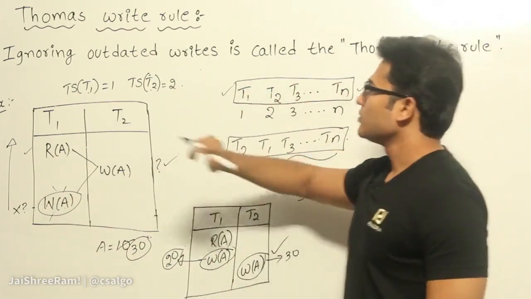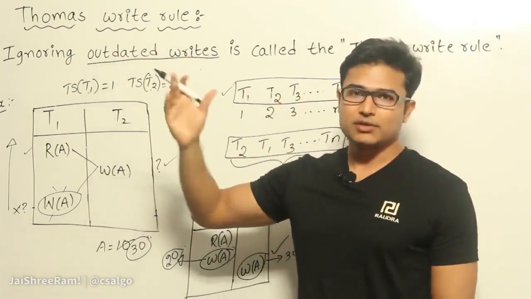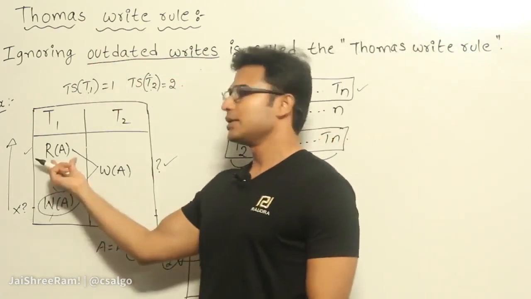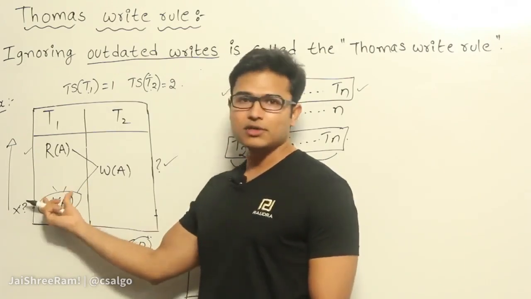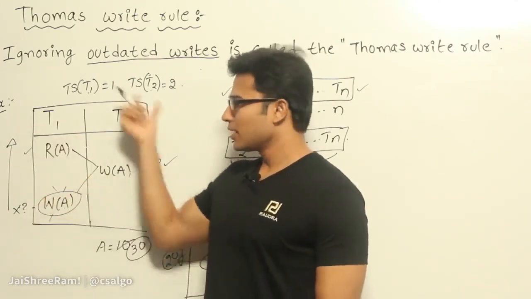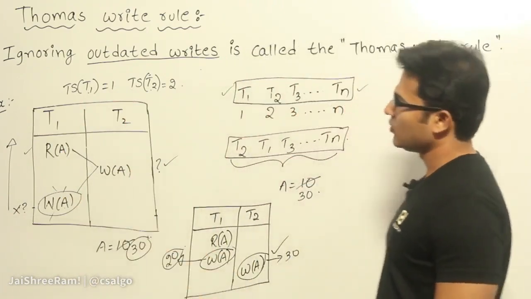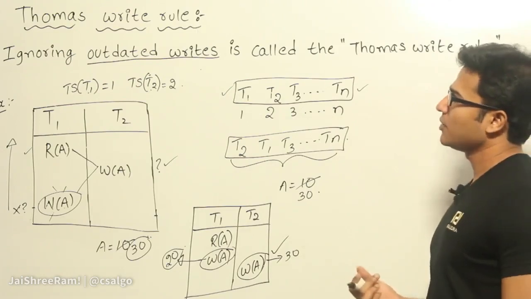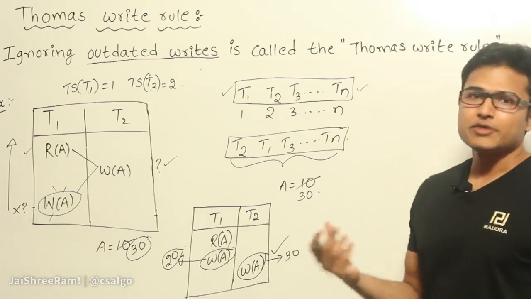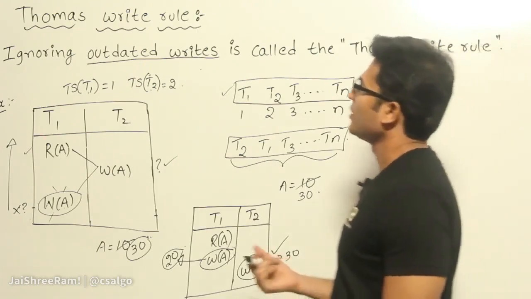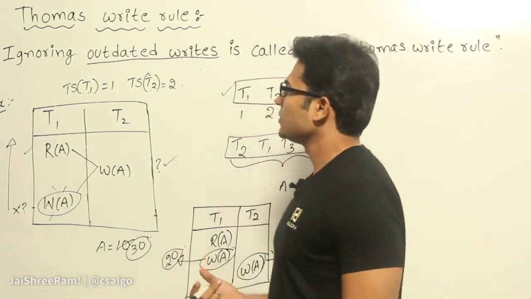Now Thomas write rule is going to say outdated writes, if you get anything, then ignore it. Which means this one should have been done earlier. Now it is being done late. So since it is late, just ignore it. No need of rolling it back and again doing it at a later point in time. Therefore, compared to timestamp ordering, Thomas write rule is going to allow a greater number of schedules. Got it?